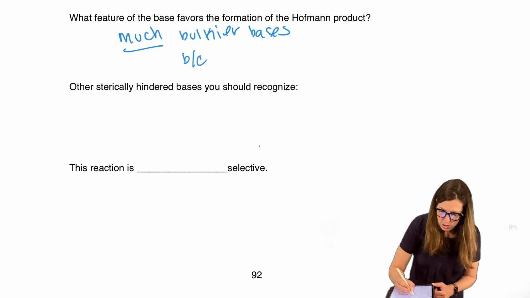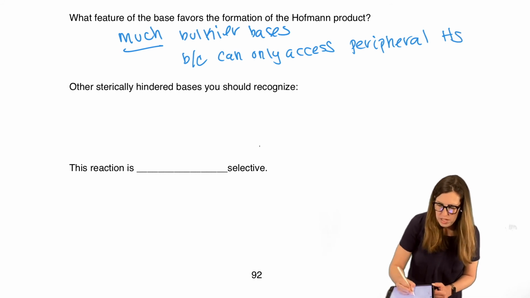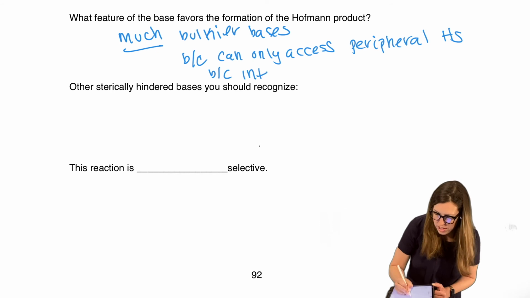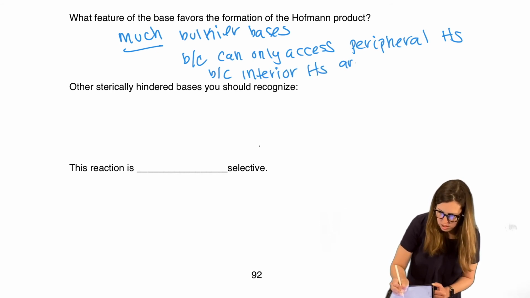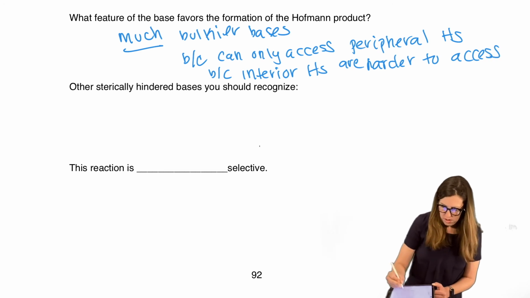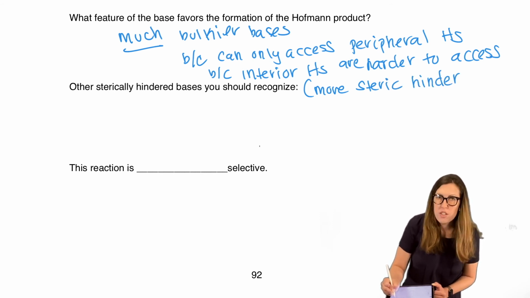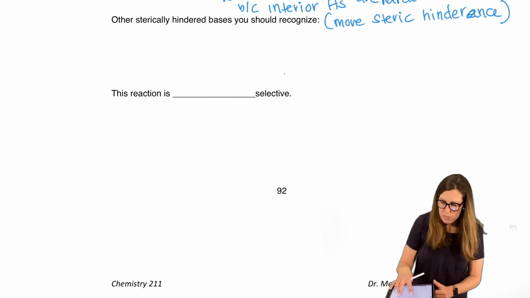Why? Because the bulkier bases can only access peripheral H's. I'm going to expand on that because interior H's are harder to access, more blocked, right? We would call this more steric hindrance. So interior H's are sterically hindered by their neighboring groups. Hindrance. So some we should be comfortable recognizing.